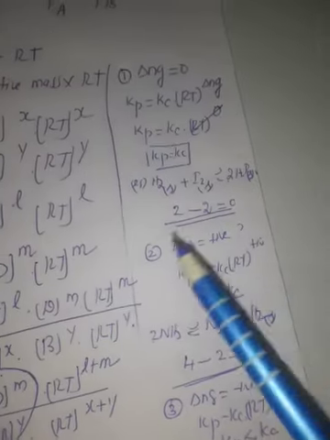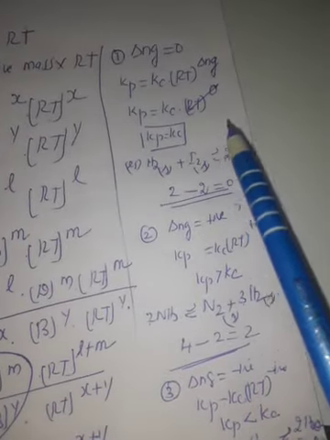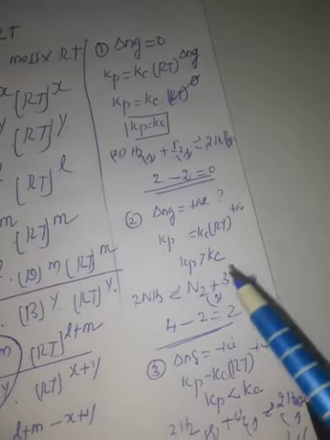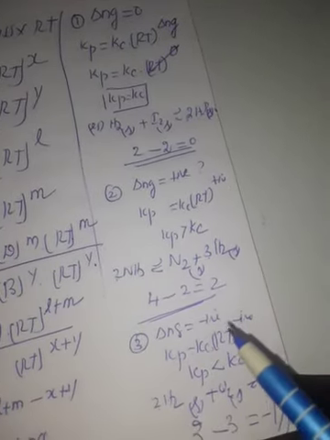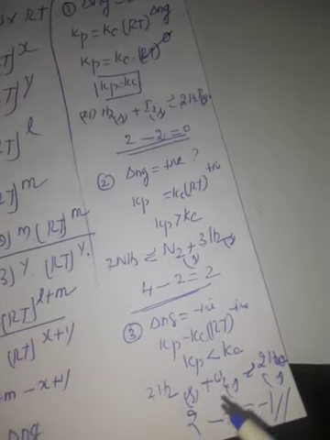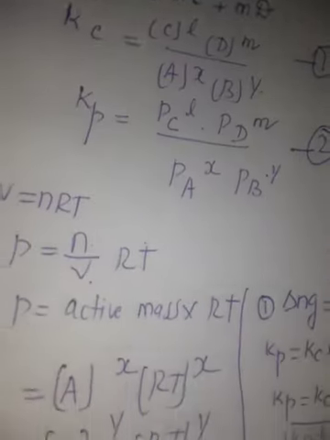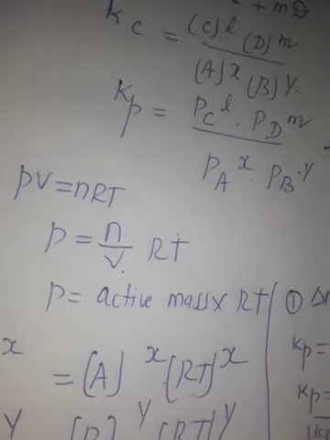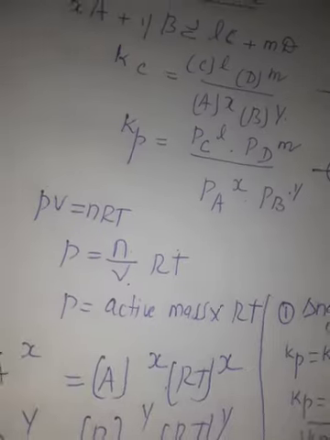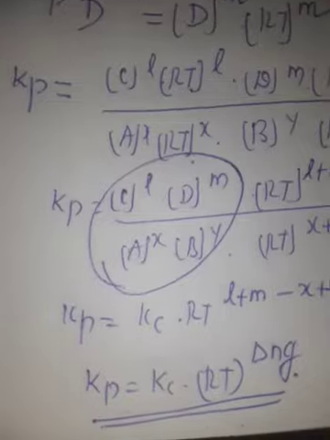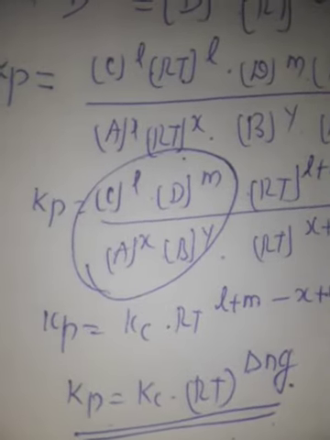Three cases. Delta Ng 0 means Kp is equal to Kc. Delta Ng positive means Kp greater than Kc. Delta Ng negative means Kp less than Kc. So, the relationship between Kp and Kc we have derived. First write Kc, then Kp, then from the ideal gas equation, P is equal to active mass into RT. Then substitute this and at last we get Kp is equal to Kc into (RT) power delta Ng. Based upon this, we have derived three cases.